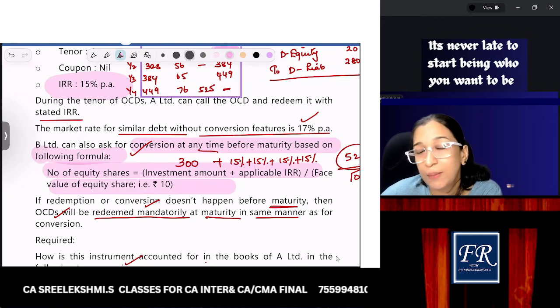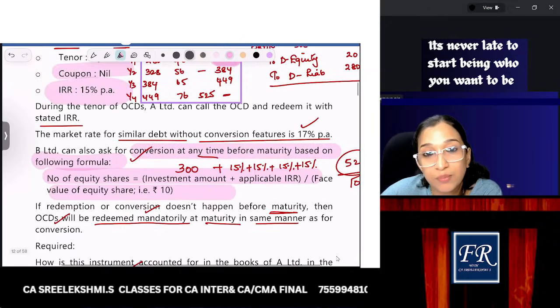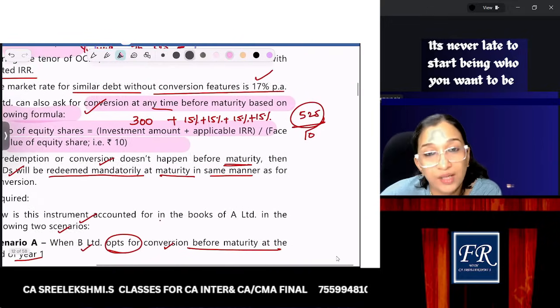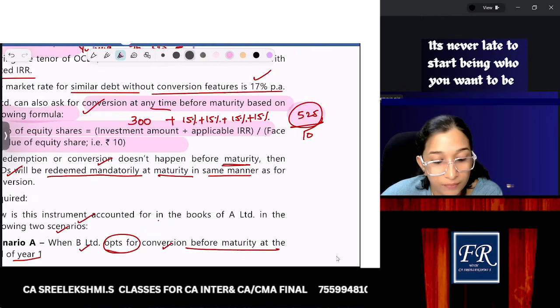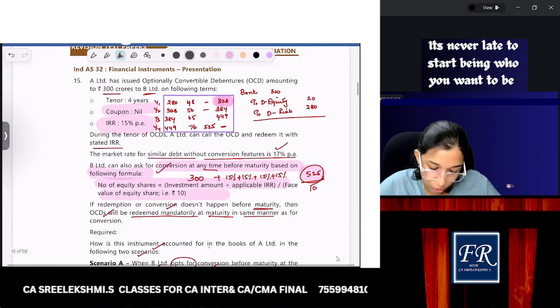Just be clear. Okay, maturity value I need to find out, and this is zero coupon. Zero coupon means no interest in between, but the redemption value will be a higher amount which I need to find out. So if you have any confusion, I'll show you the solution also.